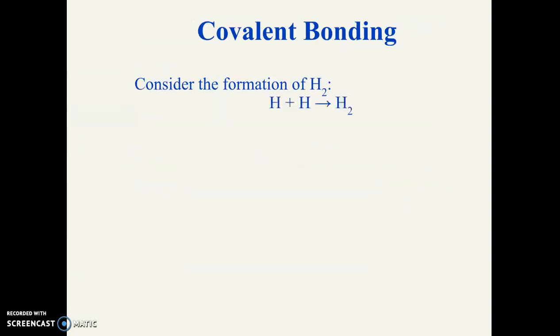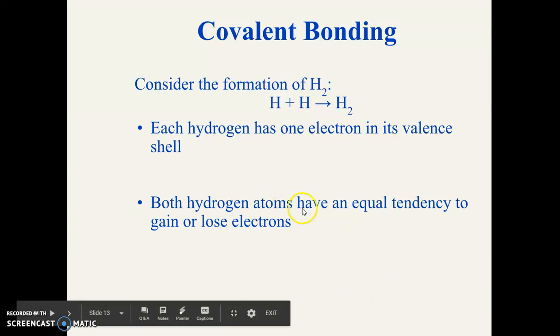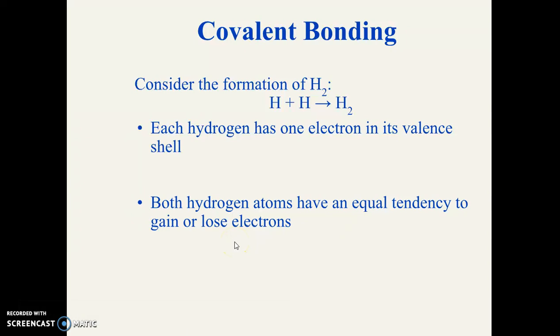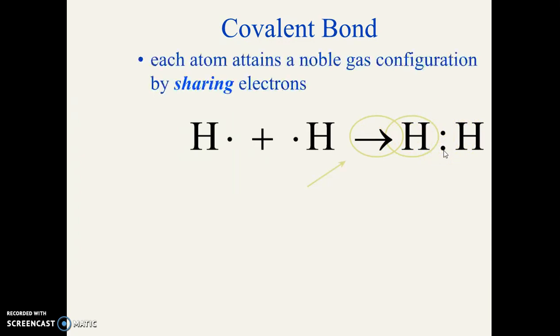In covalent bonding, let's just look at this example right here. Let's look at hydrogen. Hydrogen doesn't exist by itself. It exists as H2 because each hydrogen needs an electron. It has 1 electron in its valence shell, so it needs 1 more to be full. So both hydrogen atoms have an equal tendency to gain or lose electrons. So because they'll both do the same thing, when they bond together, they're going to share. So if hydrogen has 1 extra, this hydrogen has 1 extra, they can just share that pair of electrons between the 2 of them. And that forms a covalent bond.